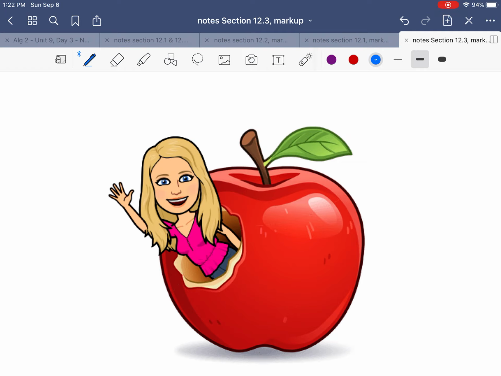All right, hello there. So today we're going to do section 12.3. Hopefully you know a lot of this stuff from pre-calculus. And again, you can jot down notes as we go along, on a piece of paper, or you can print out this PDF.